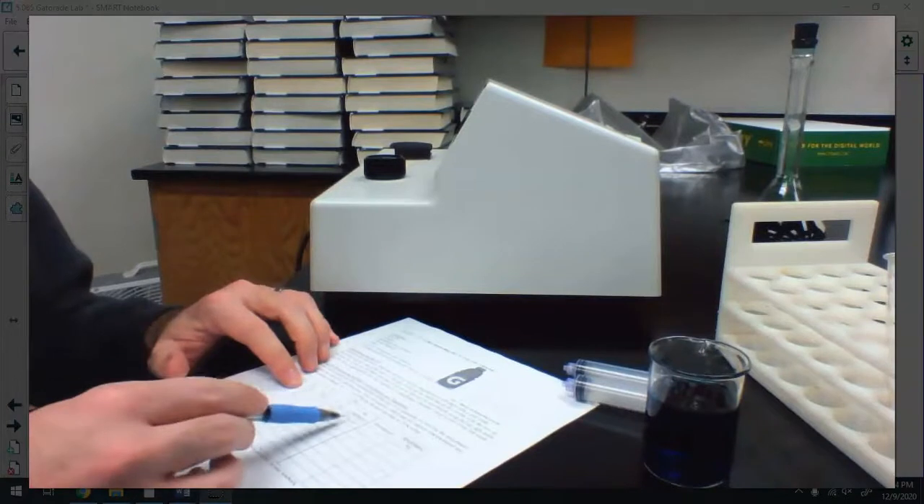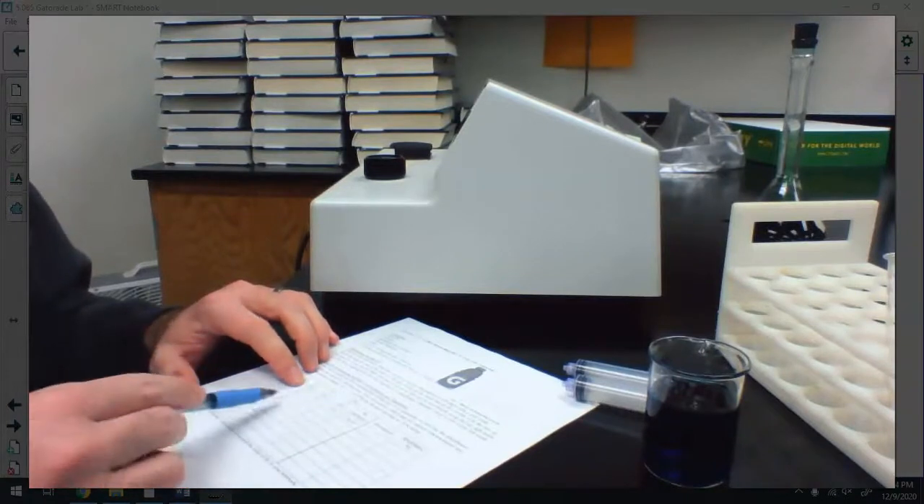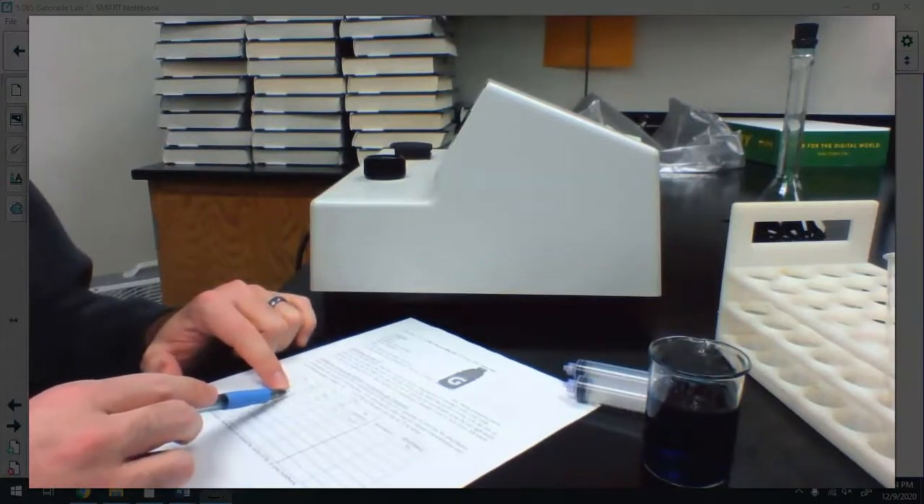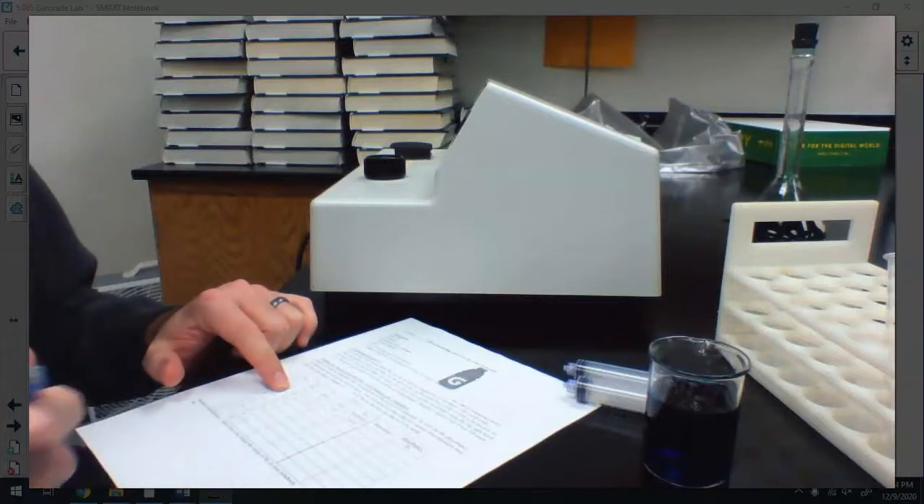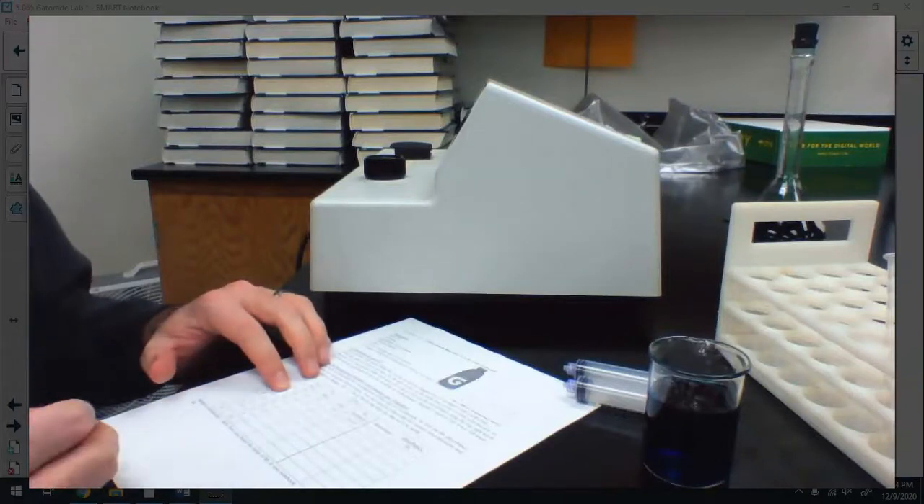The first one is pure stock solution, 10 milliliters. The next one is going to be a mixture of stock solution and distilled water. We are making a dilution. We're adding water to it to lower its molarity, or lower its concentration.